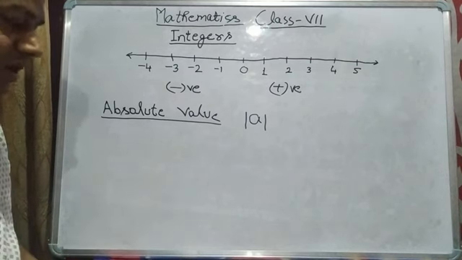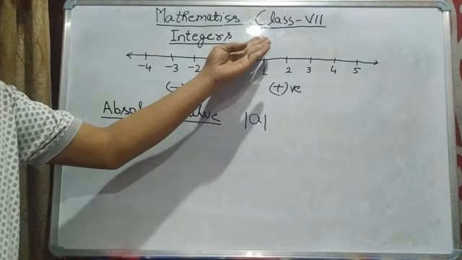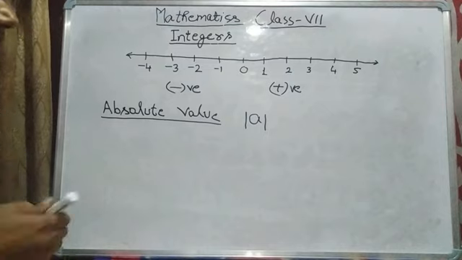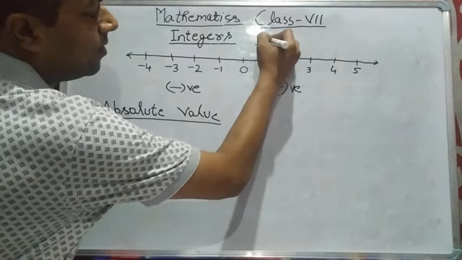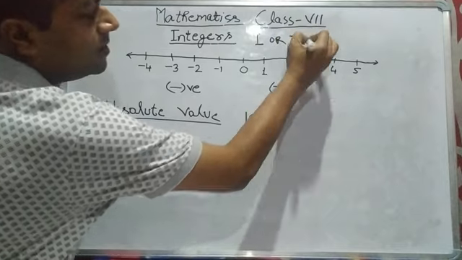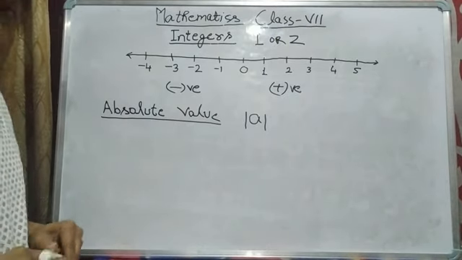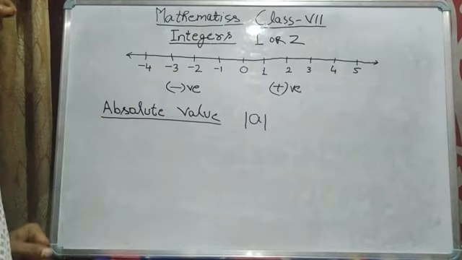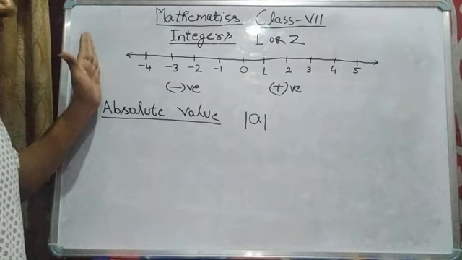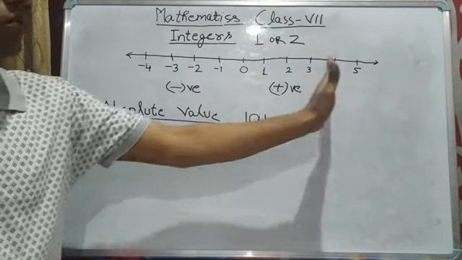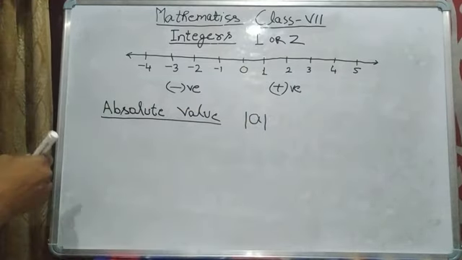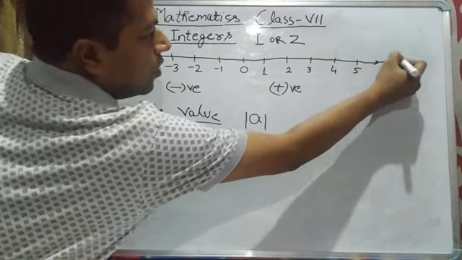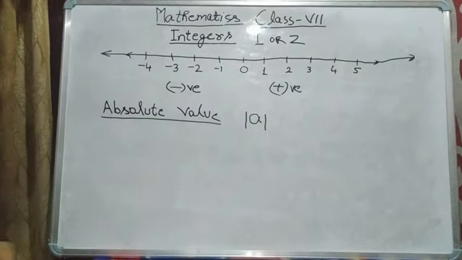Today, proceeding further, we are going to start our next chapter, that is integers. Integers we represent by I or Z. We have already known about the integers I or Z, starting from minus infinity, and 0, then 1, 2, 3, 4, 5, 6 up to infinity. This line means we can continue to the left side, and we can also continue to the right side.